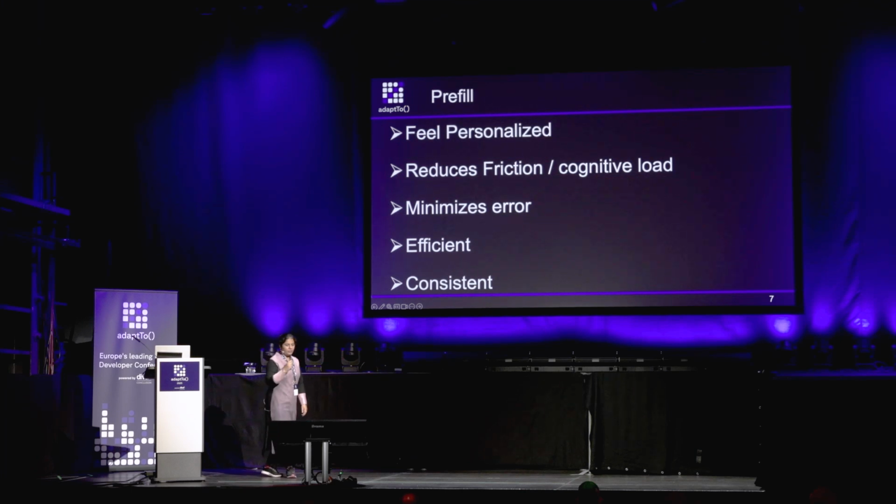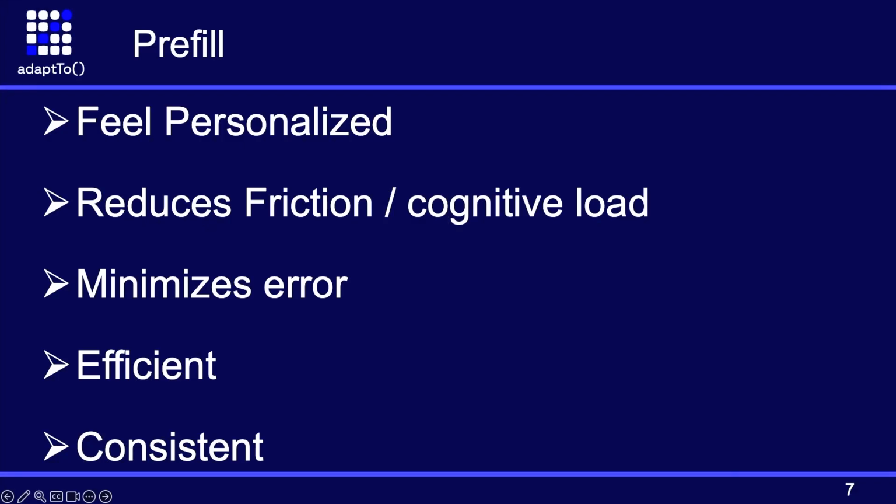First one being pre-fill. It feels personalized. Once I'm logged into a site and it already pre-fills my information, it's a personalized experience. It reduces friction and cognitive load. I don't have to search for those long registration numbers or identification numbers, right? It minimizes the scope of error because I'm not filling it manually. It's already there, whatever was in the system. It's efficient, it reduces a lot of time, and it is consistent.